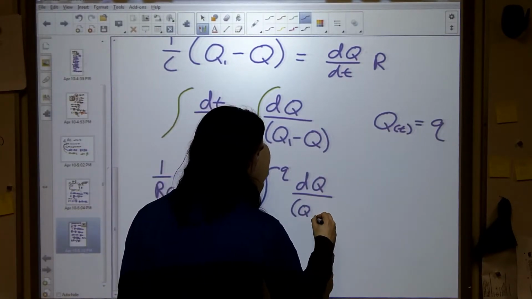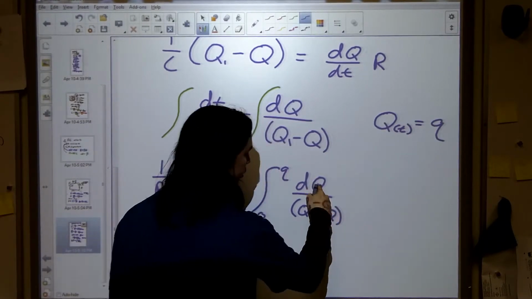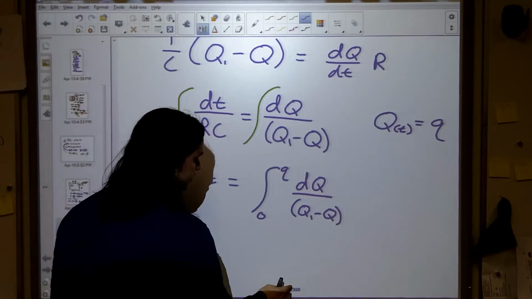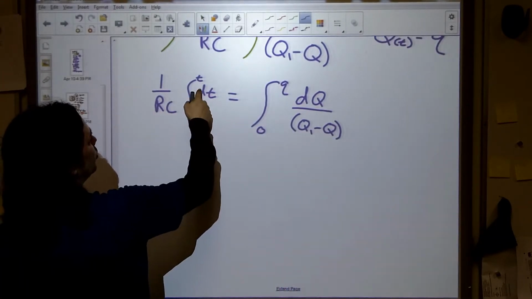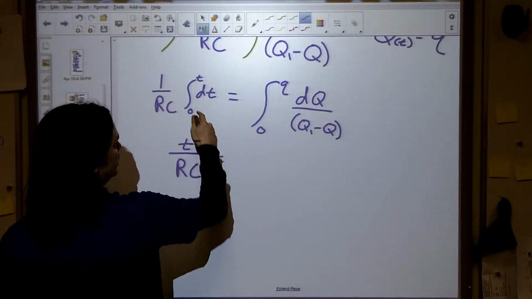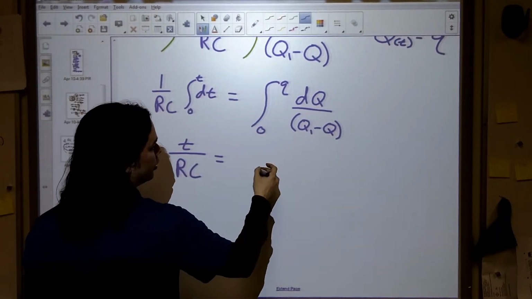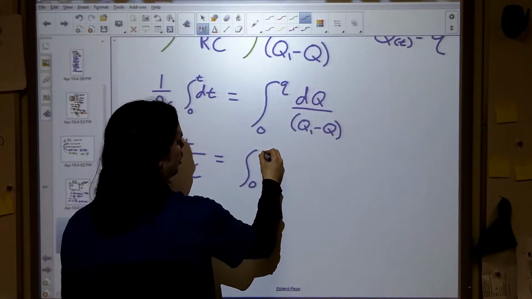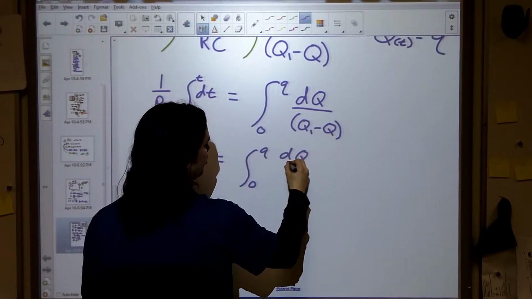dq over q1 minus q. Where this is the charge, this will be the charge at some time t. All right. Well, this integrates pretty easily. I have t over rc minus 0 over rc, which is just 0. Here's where we're going to need to do a little bit more work. Not a whole lot, but a little bit more work.